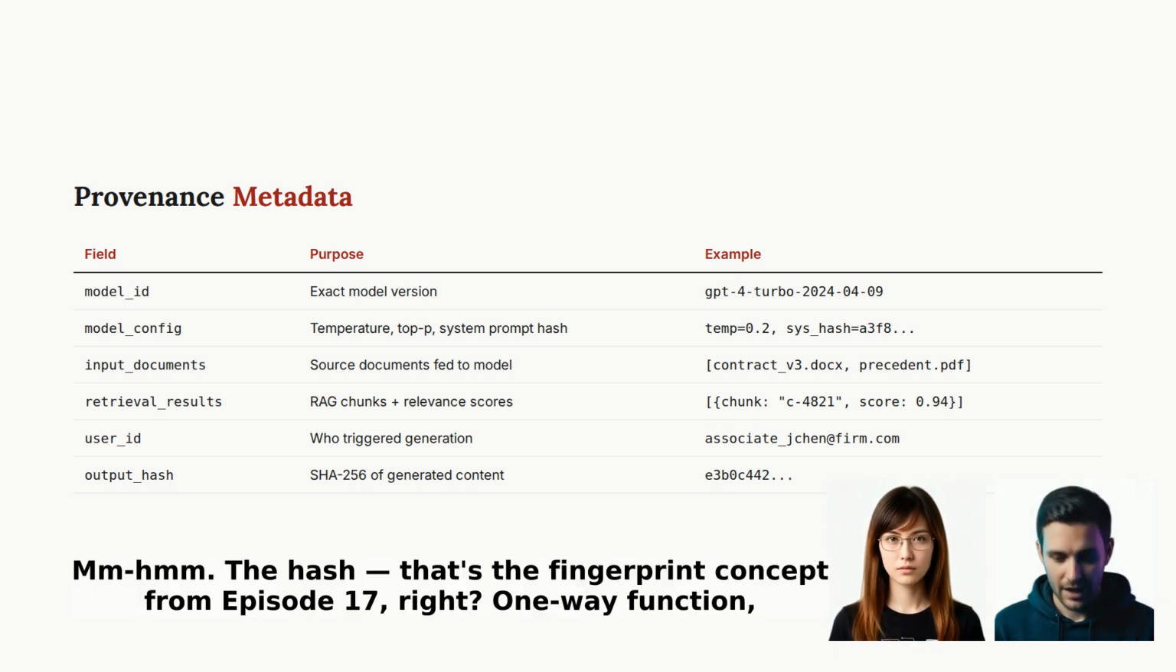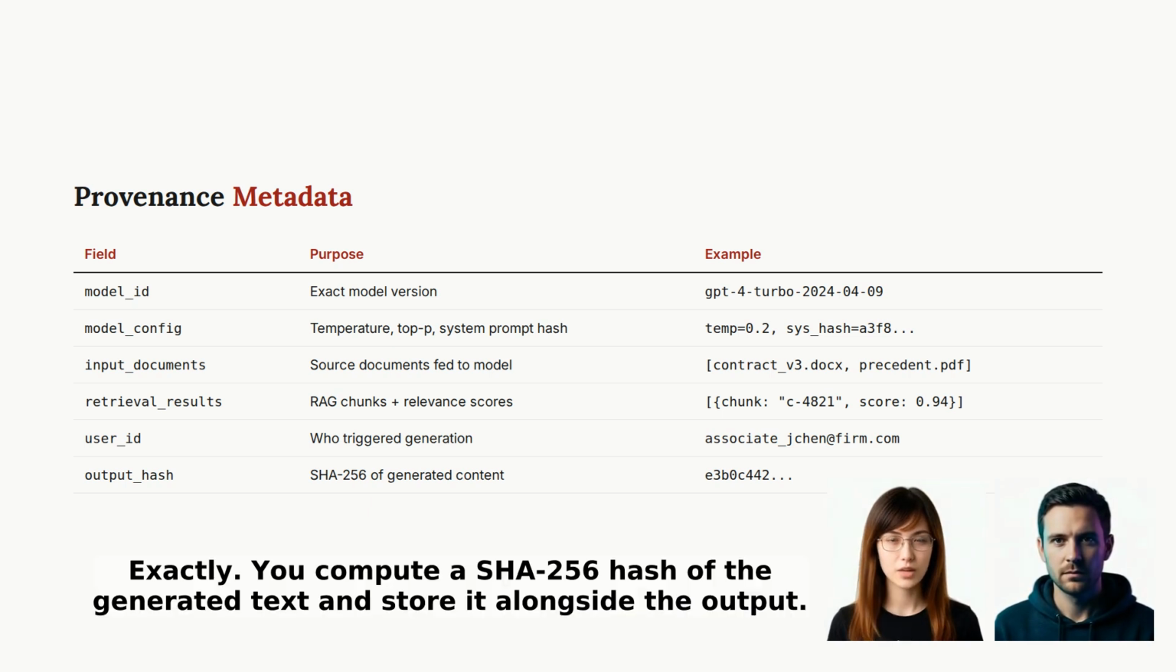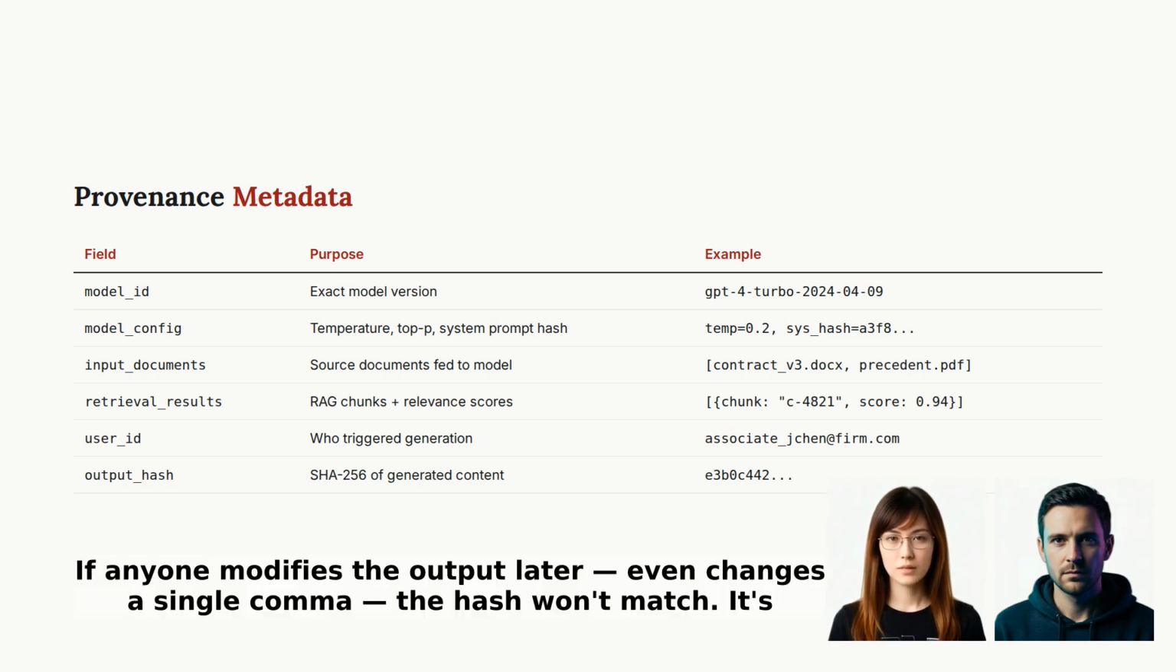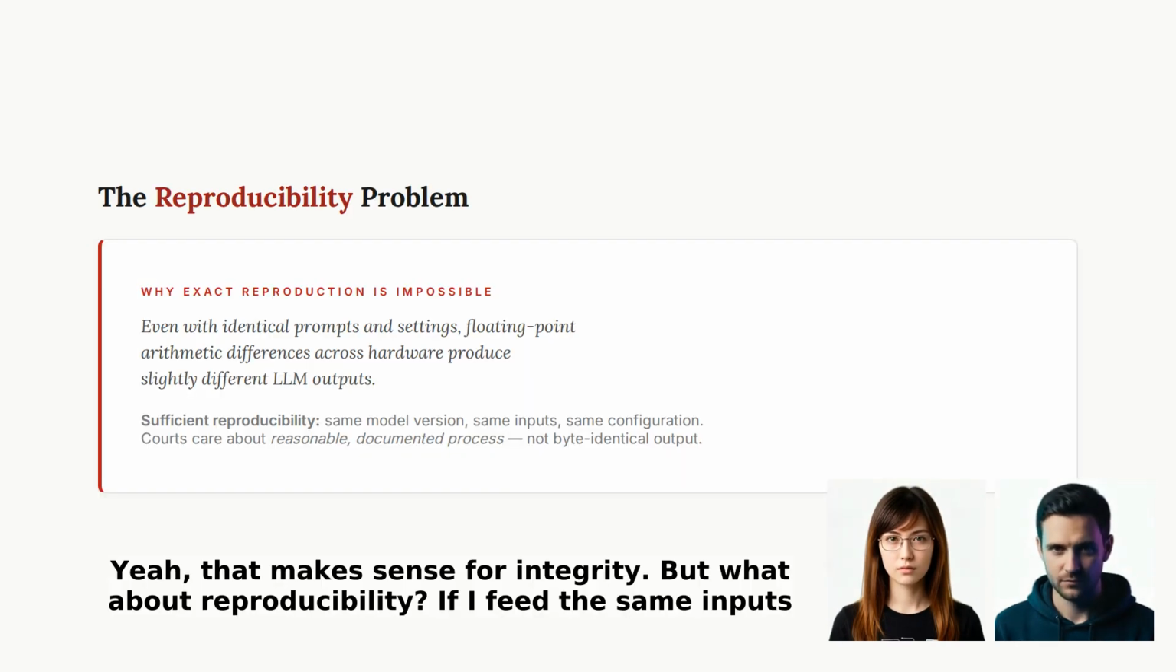The hash. That's the fingerprint concept from episode 17, right? One-way function, fixed length output. Exactly. You compute a SHA-256 hash of the generated text and store it alongside the output. If anyone modifies the output later, even changes a single comma, the hash won't match. It's tamper evidence built into the record. Yeah, that makes sense for integrity.